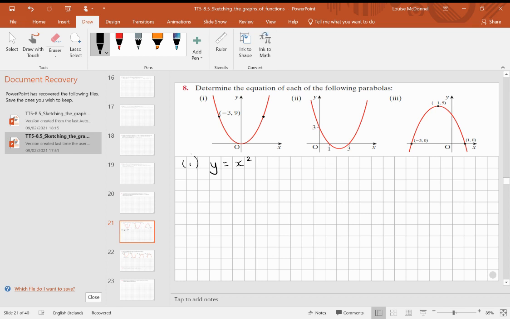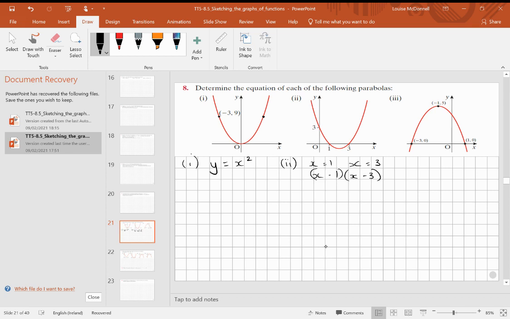Okay, now the second one. You can see it's also a parabola shape, but this time it has two roots. We have x equals 1 and x equals 3. So I'd get you to write that down: x equals 1 and x equals 3. They're the roots. So now go from roots to factors. That's x minus 1 is a factor and x minus 3 is a factor.